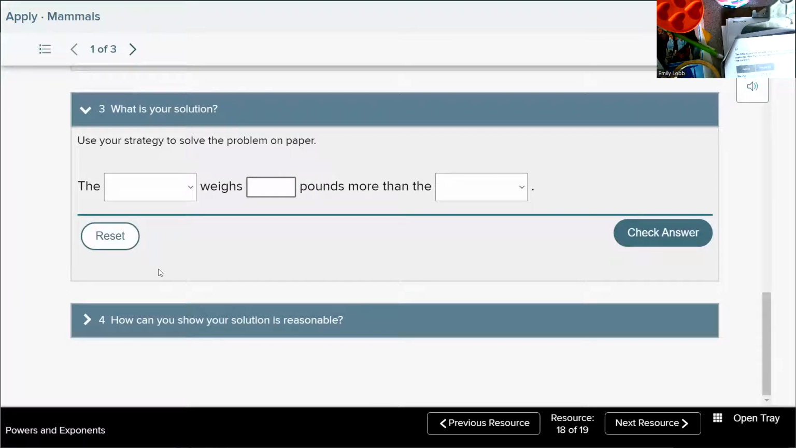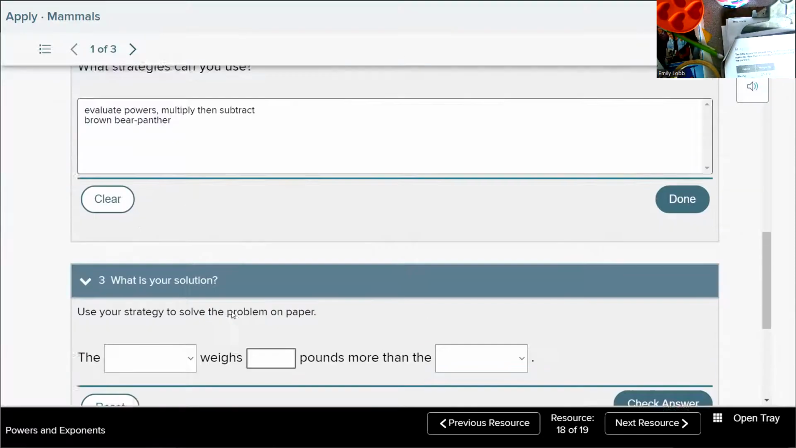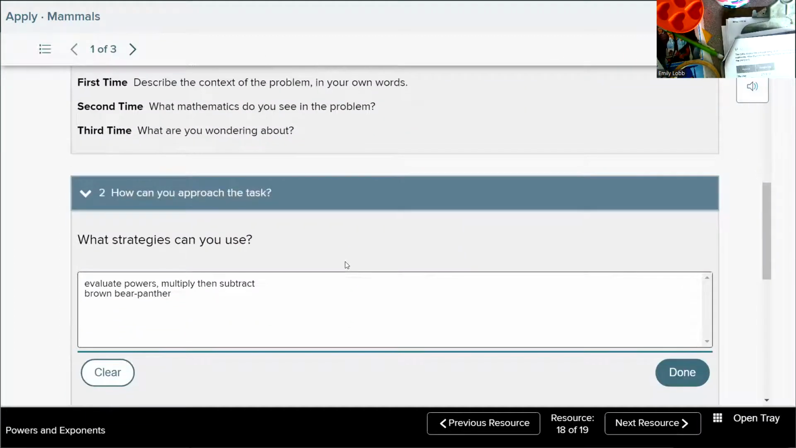All right, how can you show your solution is reasonable? I don't know. Show your work. Think about how big a brown bear is. That big bear and that little cat. I would say probably me a cat, since it looks almost as tall as the bear.